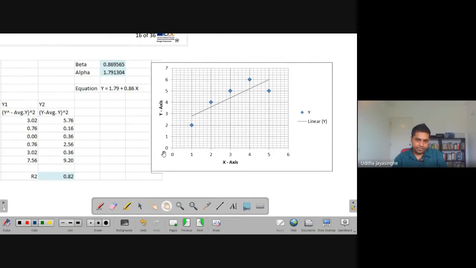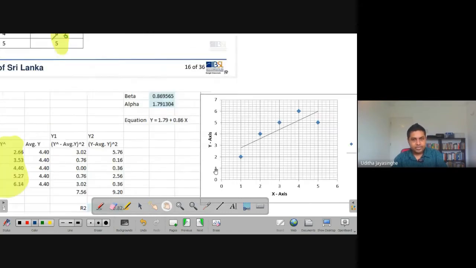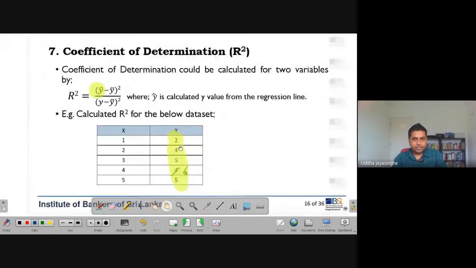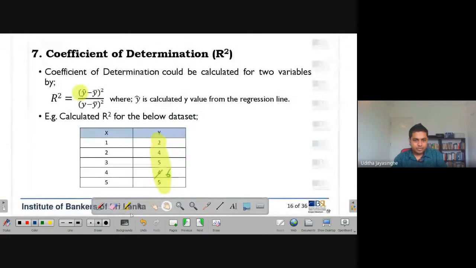This best fitting line, I used Excel to draw this line. Now that I drew it, this will be 1.79 plus 0.86x with the r square of 0.82. That means 82% of the movement of y can be explained by the movement of x. Yeah, there's only one tiny mistake in this equation, not a tiny one, I would say it's a silly mistake.